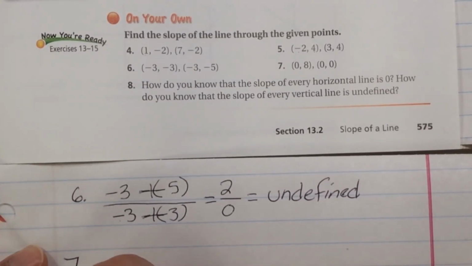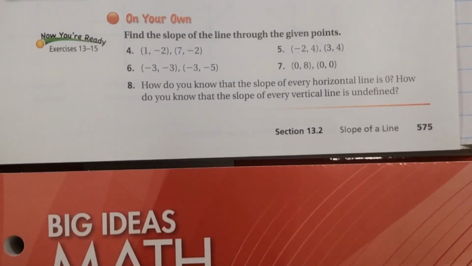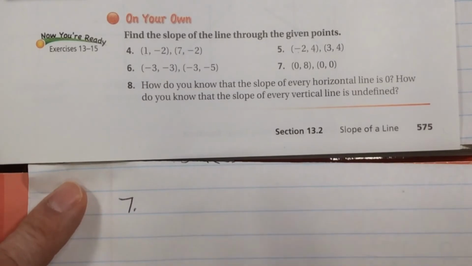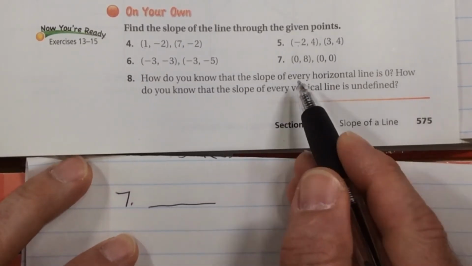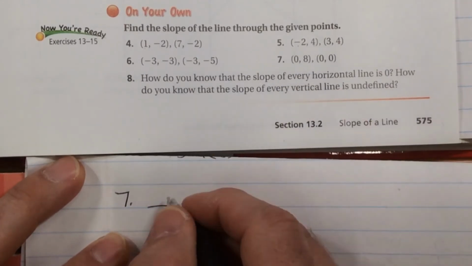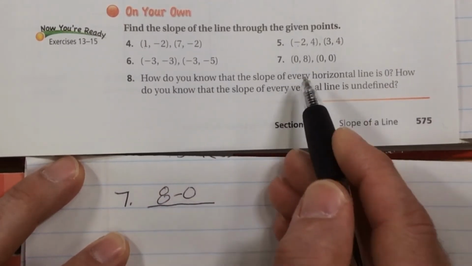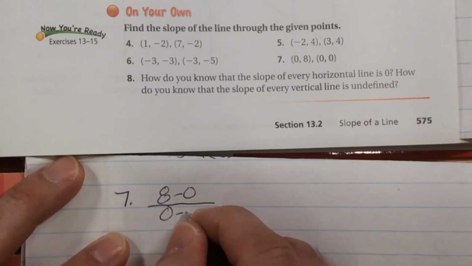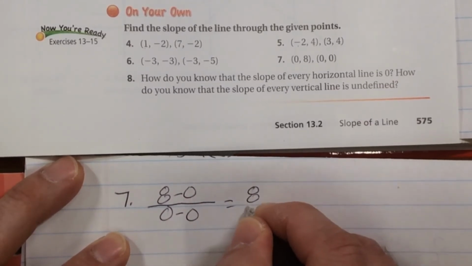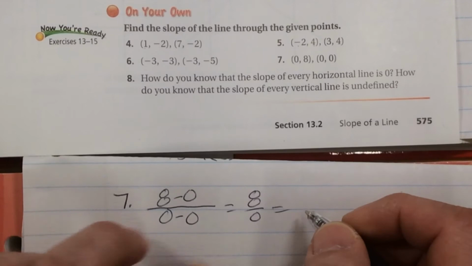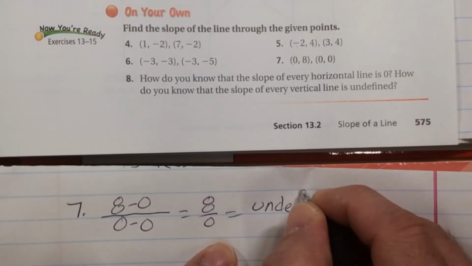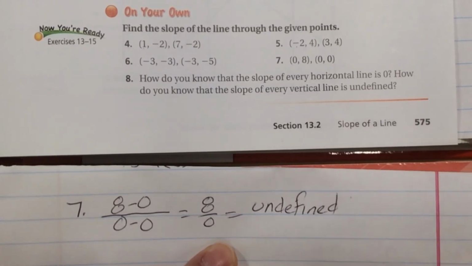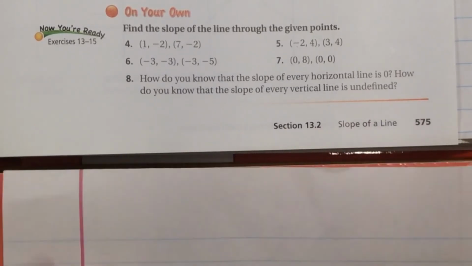Number 7. Eight minus 0 for the numerator, 0 minus 0 for the denominator will give me 8 over 0, which again is not a slope of 0. It is undefined.